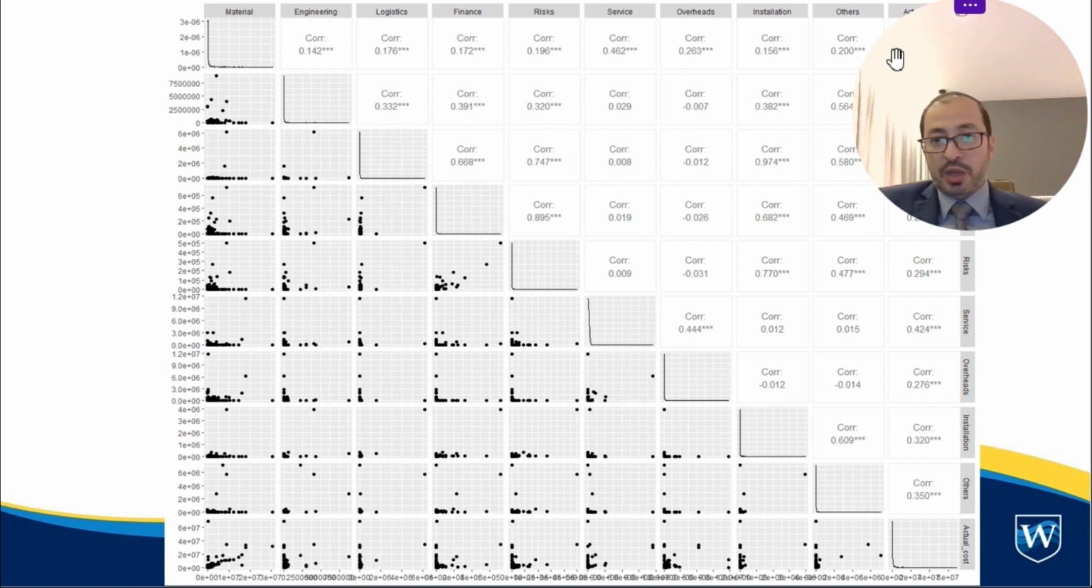I use a bar plot to visualize the cost categories on one side and the actual cost. As we can see here, the relationship is obvious between material and actual cost. It is non-linear, yes, but there is somehow a relationship with material. We can spot also a relationship between finance and risk. I need to mention that failing to identify a pattern by our bare eyes does not necessarily mean there is no relationship.